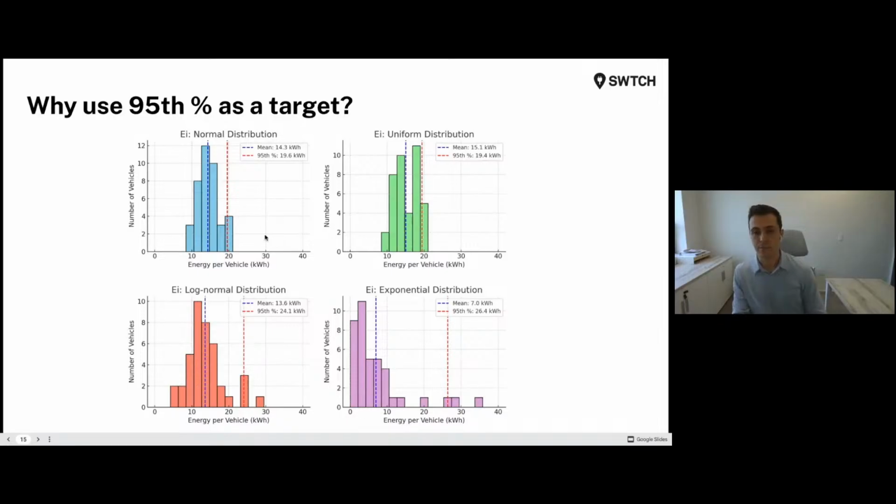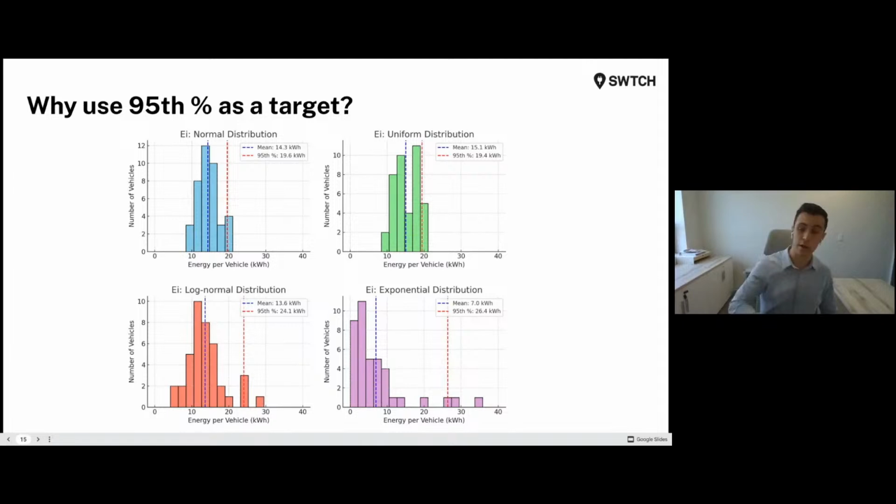And so refreshing these graphs, you can see normal and uniform distribution. The mean compared to the 95th percentile are quite tight. This is a very easy problem to solve for, let's say, a fleet or a very predictable use case. But as we get into the consumer behavior, you'll see those two numbers spread, and that's where things get difficult. And so highlighting again the exponential distribution graph, you'll see that if we want to deliver a satisfactory charge to the 95th plus percentile, we need to account for 26 kilowatts on average per port.